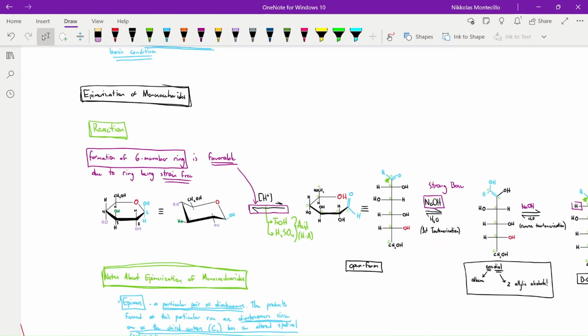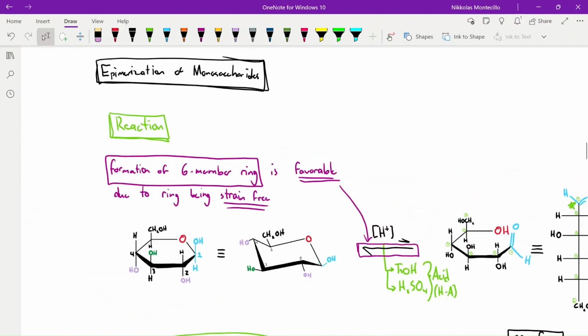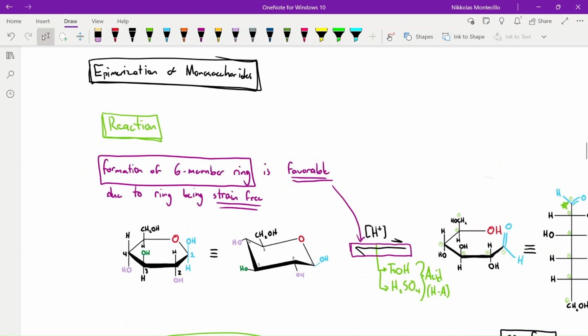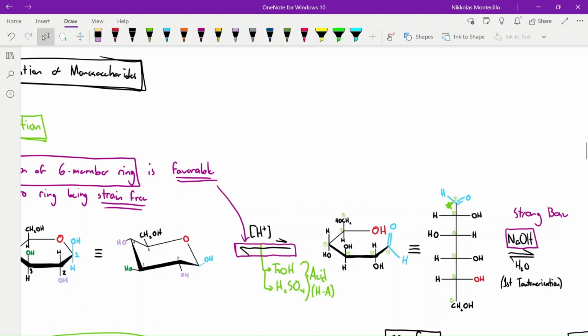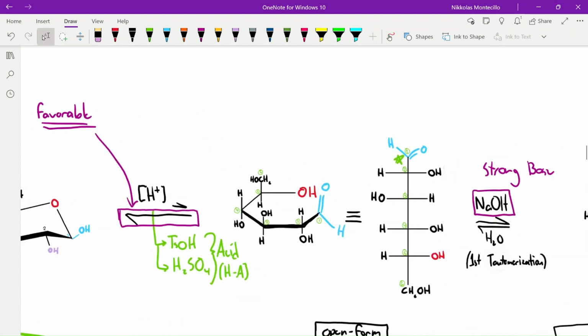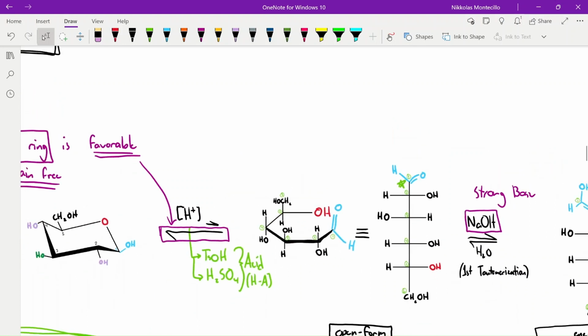The next type of reaction that monosaccharides can undergo is epimerization of monosaccharides. So let's just go through this reaction. We can see here that the reverse reaction is actually the forward reaction in the cyclization of monosaccharides. But here we're more interested in observing the reaction with the open form of carbohydrates, which in this particular case is D-glucose.